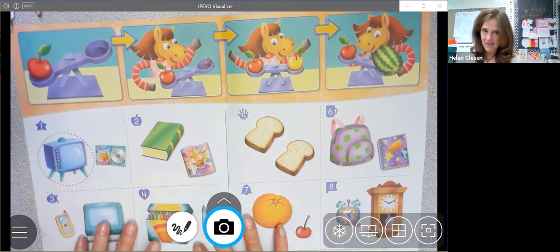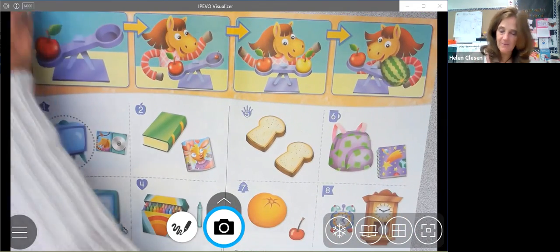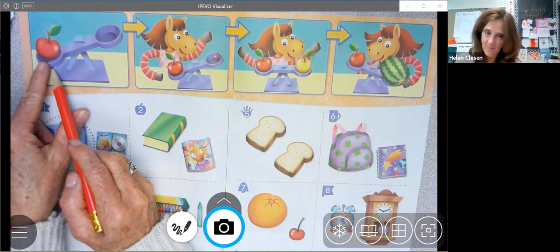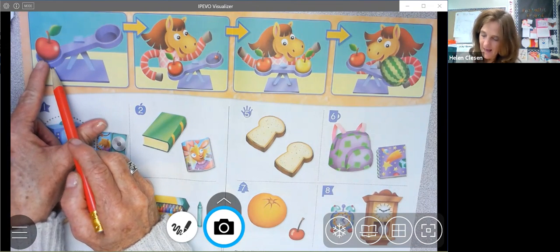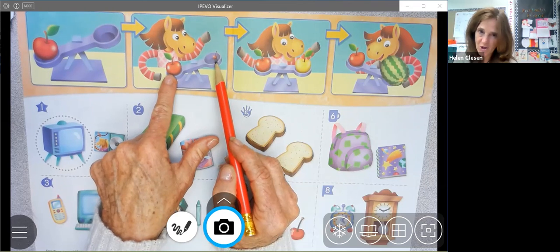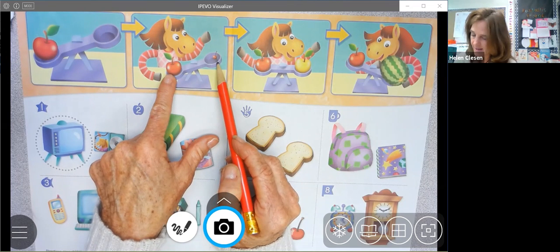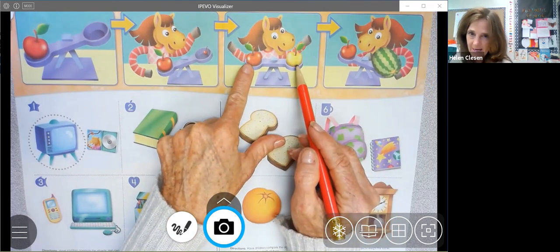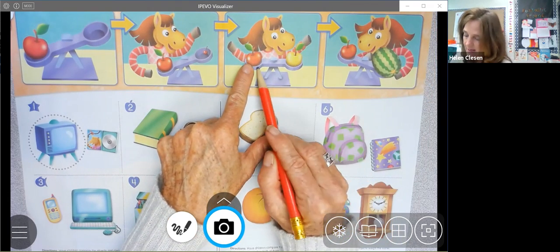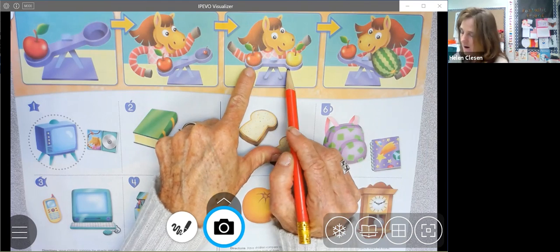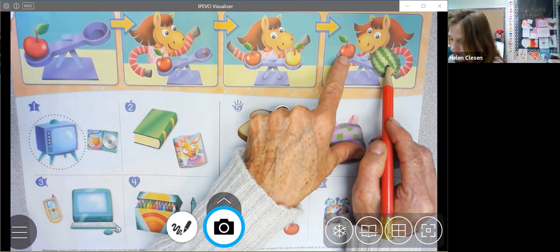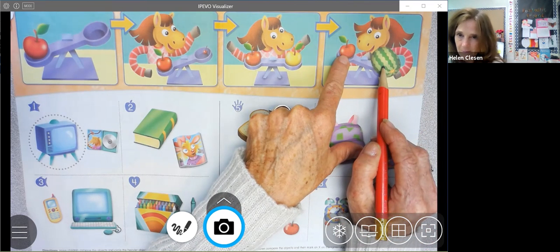So my friends, if I look here, here is my story of our video. The apple sat and went down because it's heavier. The apple is still heavier than the cherry. The cherry is lighter than the apple. These apples weigh the same, so my scale is even. On this picture, the watermelon is heavier than the apple. So this side of my scale, my balance scale, went down.